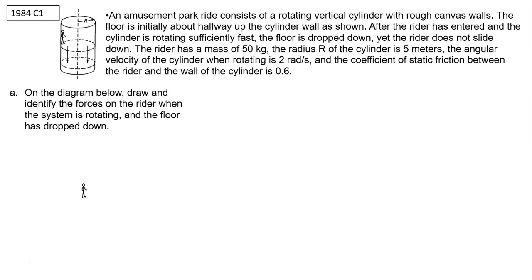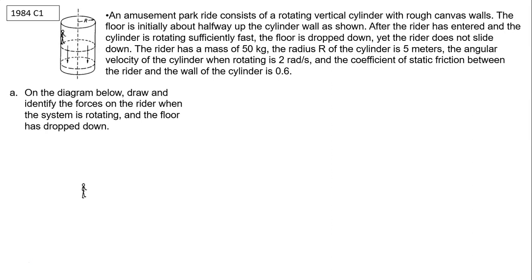So, an amusement park ride consists of a rotating vertical cylinder with rough canvas walls. The floor is initially about halfway up the cylinder wall as shown. After the rider has entered and the cylinder is rotating sufficiently fast, the floor is dropped down, yet the rider does not slide down. The rider has mass 50 kilograms. The radius r of the cylinder is 5 meters. The angular velocity of the cylinder when rotating is 2 radians per second, and the coefficient of static friction between the rider and the wall of the cylinder is 0.6.